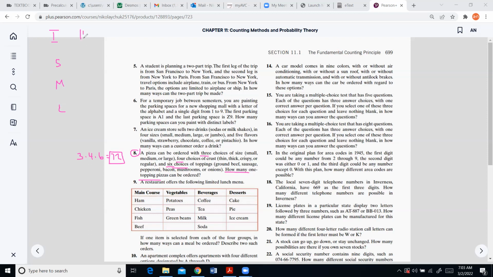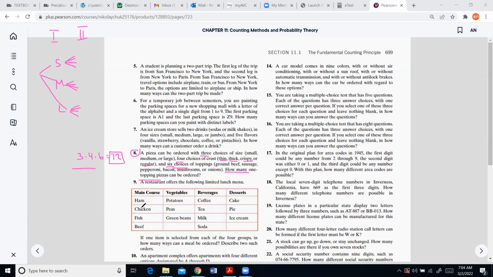Now, the second choice, they ask about the crust. It looks like there are 4 choices for the crust. So if you selected the small one, it could be thin, thick, crispy, or regular. With medium, you have 4 choices. Same 4 choices, but it's a different size. And with a large, exact same choices. So you already have 3 that come with 4 possibilities each. So here's 4, here's 4, here's 4. That's why you multiply 3 by 4 and you get 12.